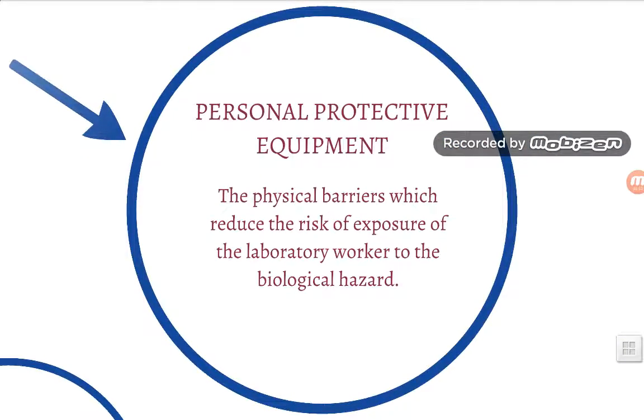Personal protective equipment is another control. This involves the physical barriers which reduce the risk of exposure of the laboratory worker to the biological hazard. Personal protective equipment may take the form of gloves, masks, gowns, or other measures which protect the skin or the respiratory tract from exposure to the biological agent.